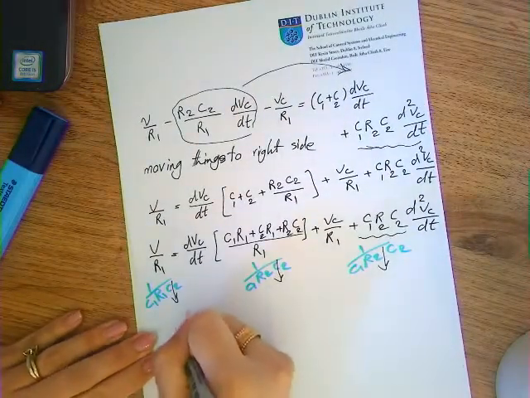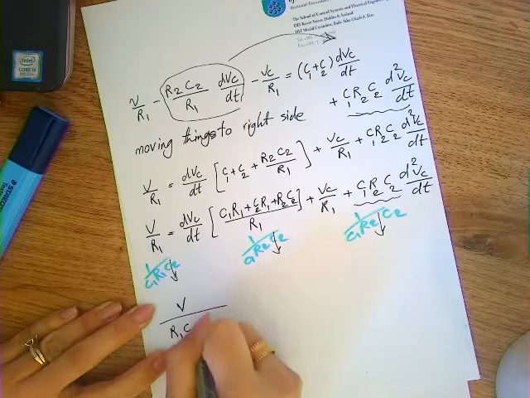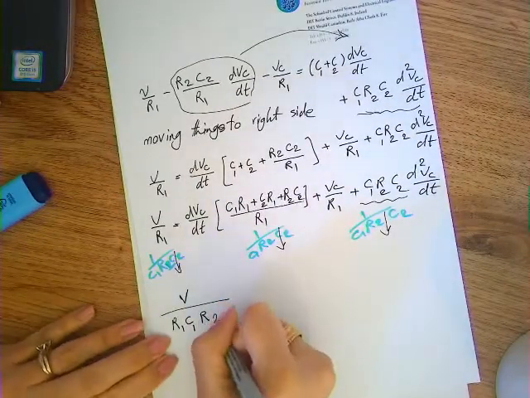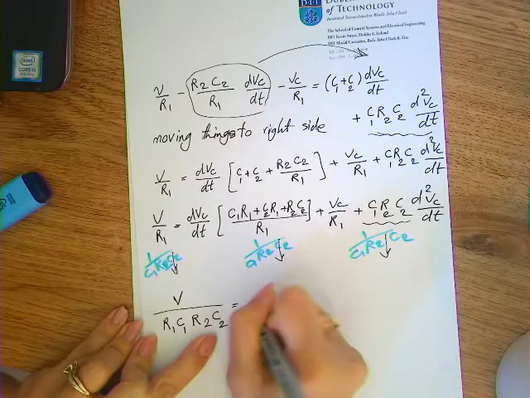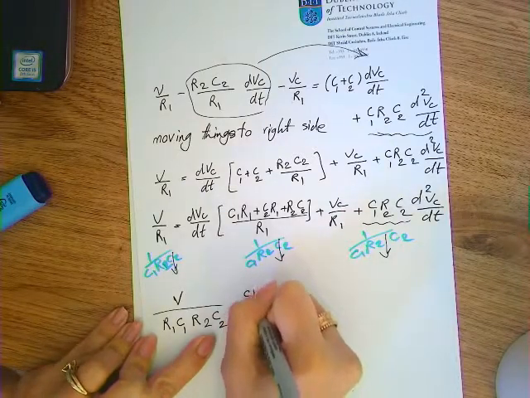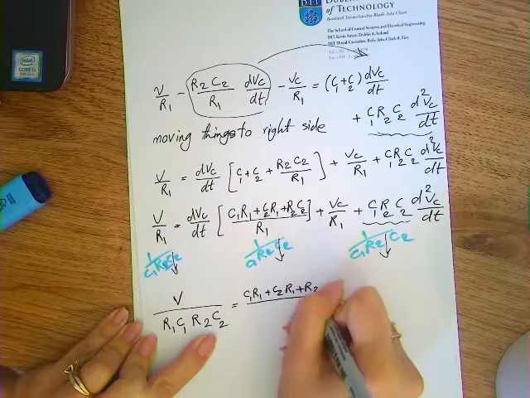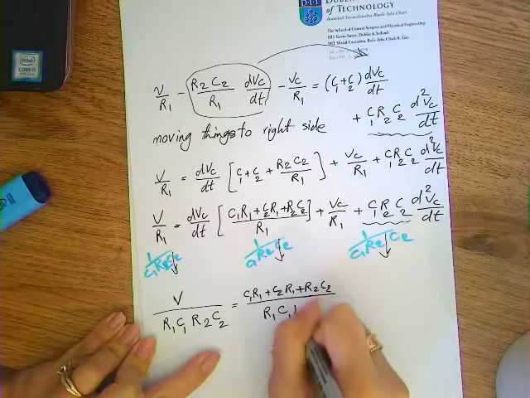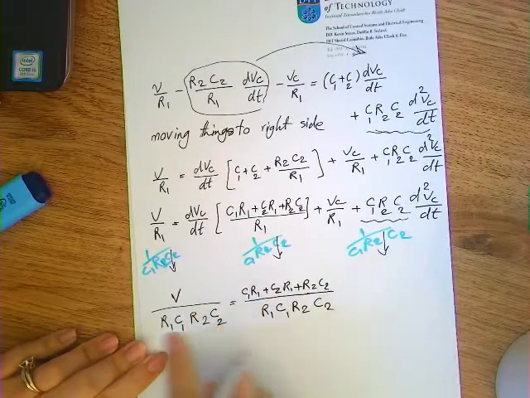When I do that, I will have my V divided by R1 C1 R2 C2, and then I will have my C1 R1 plus C2 R1 plus R2 C2 divided by R1 C1 R2 C2. It is a nice shape because I have all my constants together.